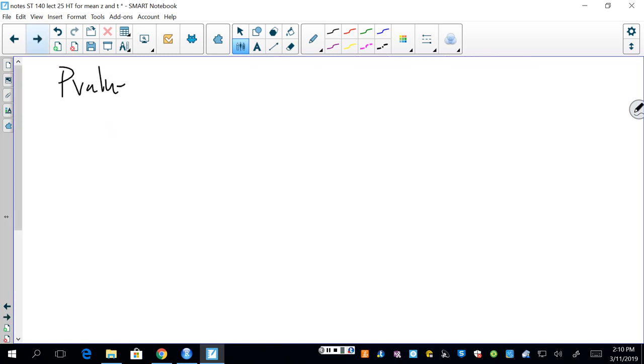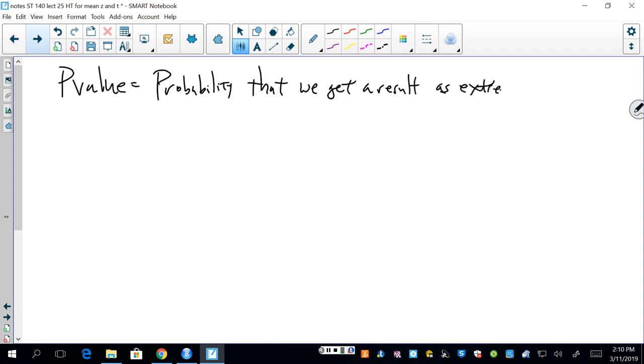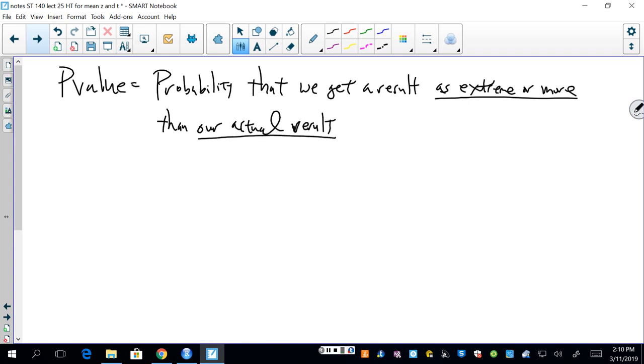P-value method. P-value is the probability that we get a result as extreme or more extreme than our actual result, assuming H0 is true. Okay. So kind of a mouthful.